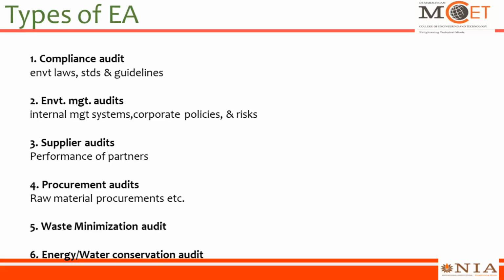That is, the standards, guidelines, laws are met or not. Second one is related to internal management systems, corporate policies, and this supplier audits related to performance of partners, procurement audits related to raw material procurements, waste minimization audits deals with how good you are utilizing the waste resources, or how minimally waste is being generated or produced. And last one is energy or water conservation audit is how good the water is being conserved, and how best the energy is being conserved in an organization.